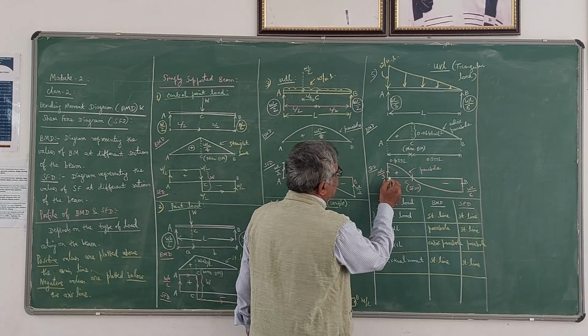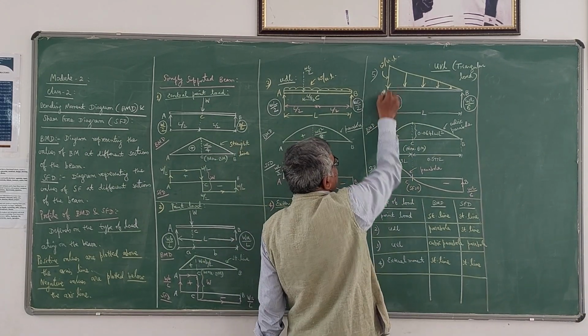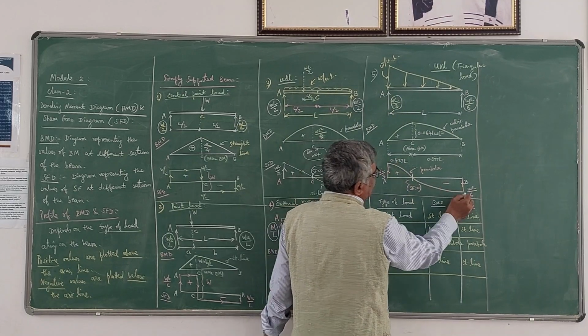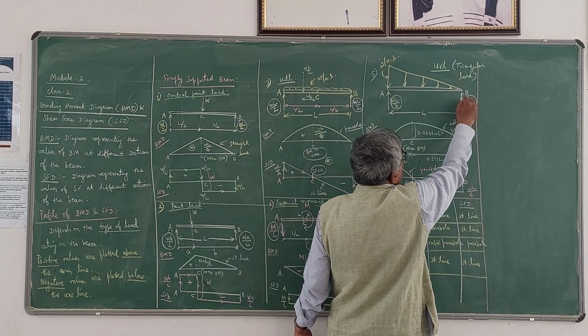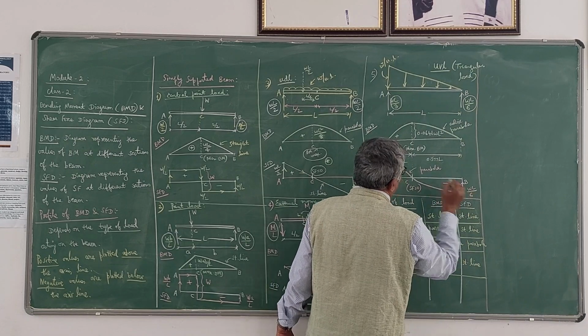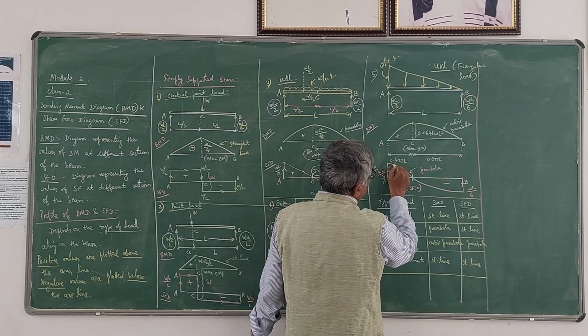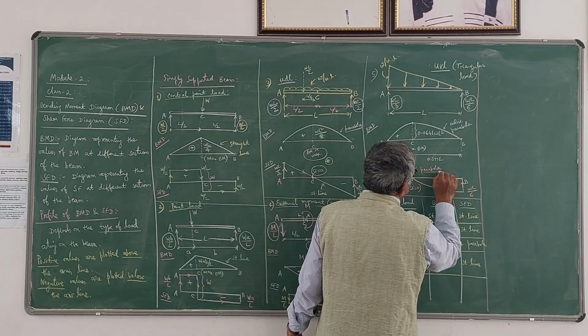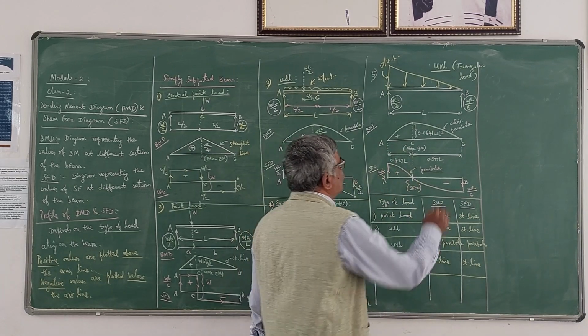So in the shear force diagram, WL by 3 upwards here, reaction upwards. Then here WL by 6 downward. So it is negative here, therefore it is downward. So therefore you have to join here. The very important thing is it is a parabola. It is a cubic parabola here.